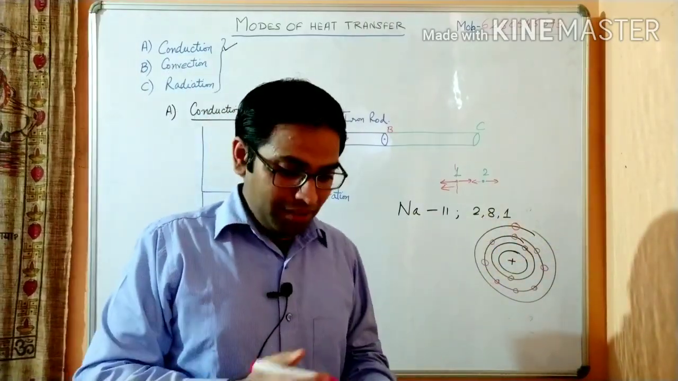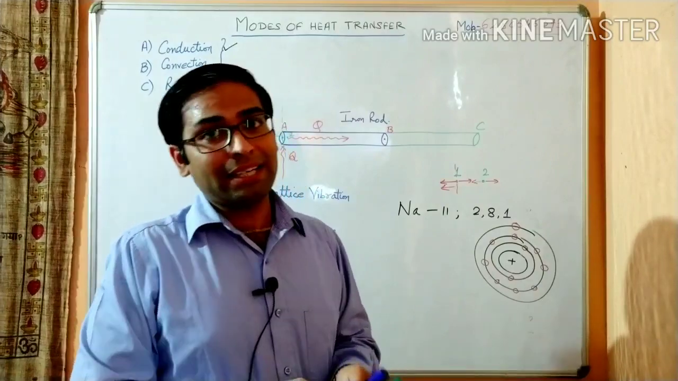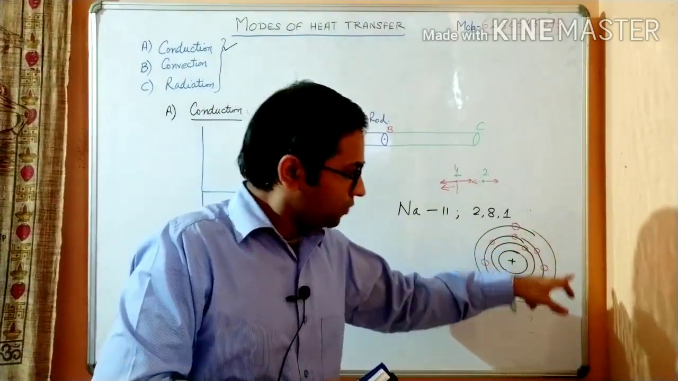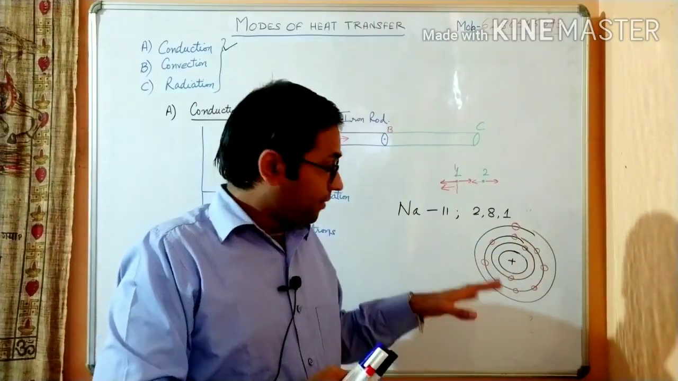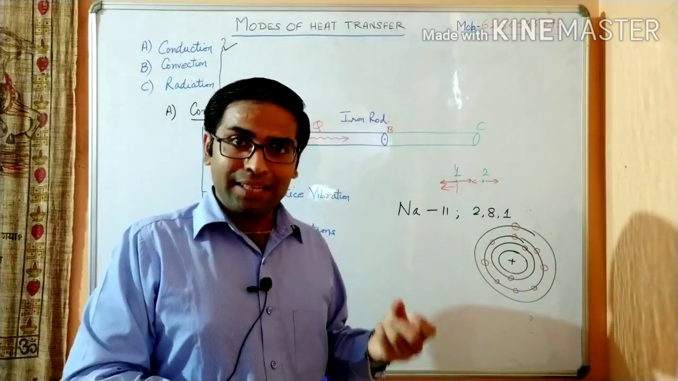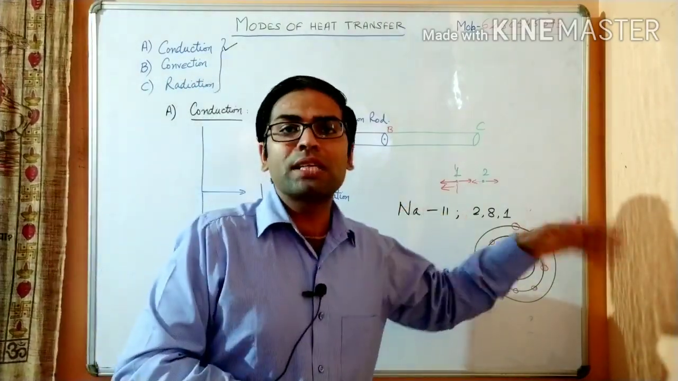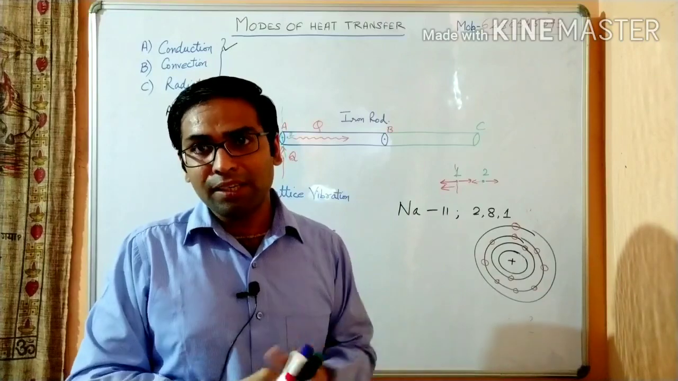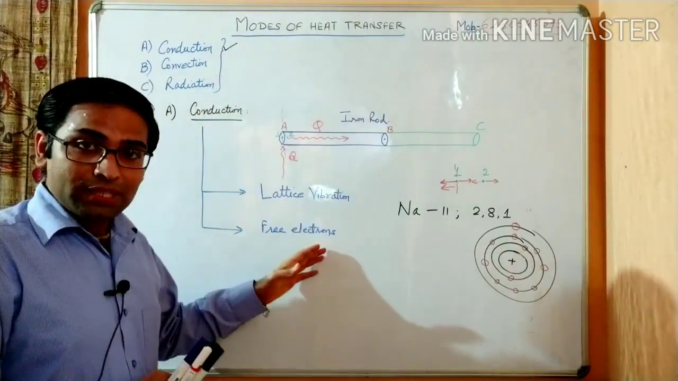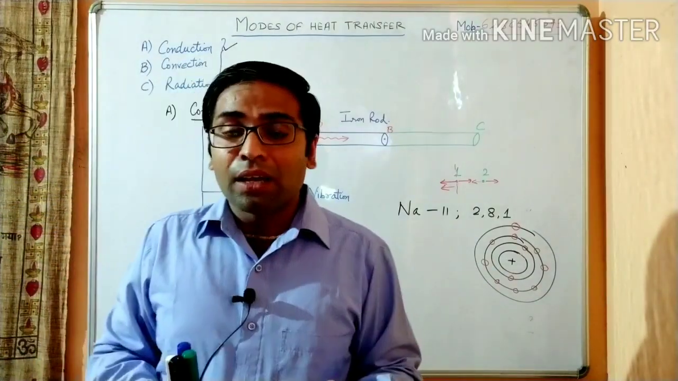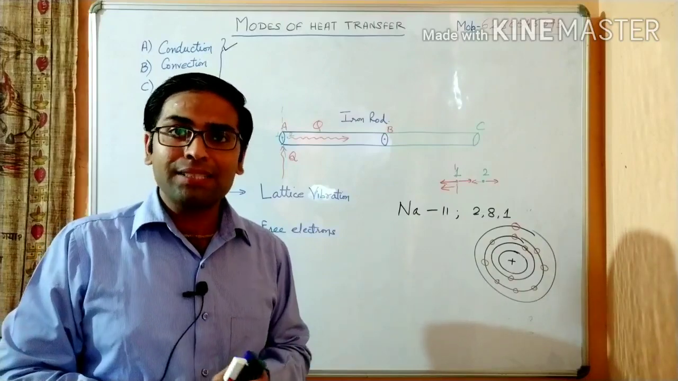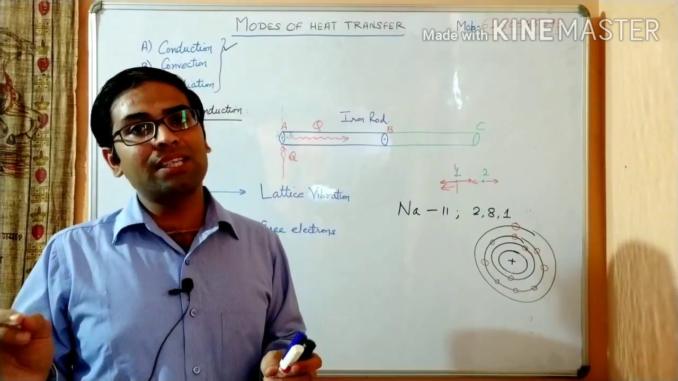So what are metals? Metals are those which have free electrons in their outermost orbit, like sodium. It has only one single electron which is free. It is difficult to achieve 7 electrons, rather it is simpler to give away one single electron. So this is a metal. So presence of free electrons is there within the metals. Now what do these free electrons do? These free electrons within the metals act as thermal energy carriers.